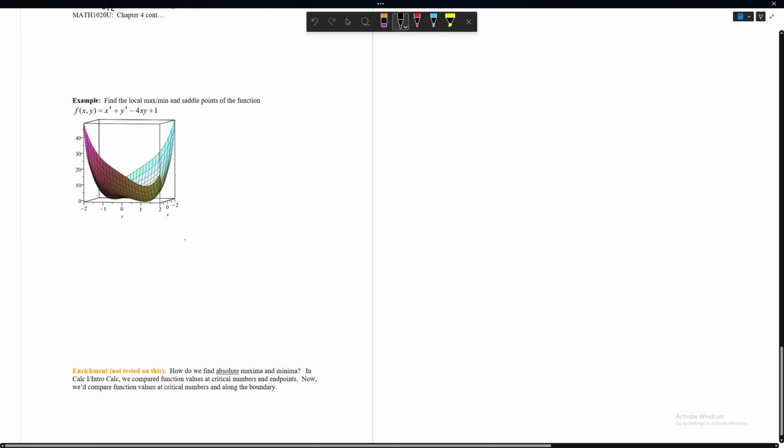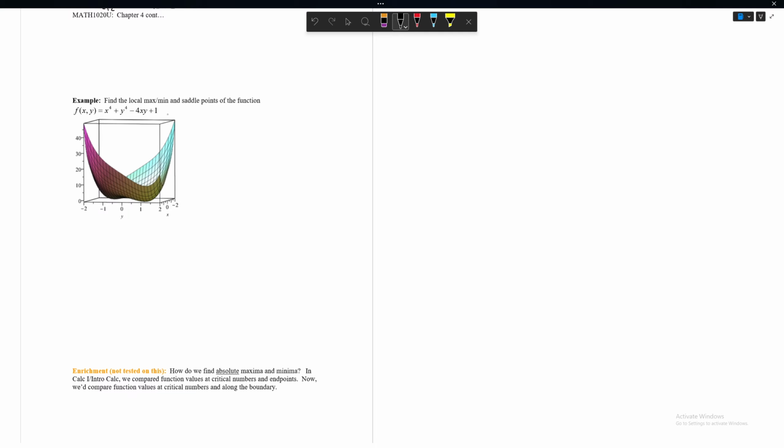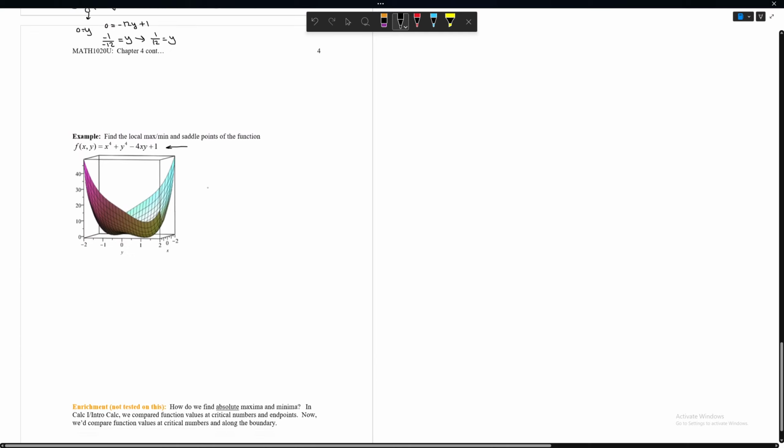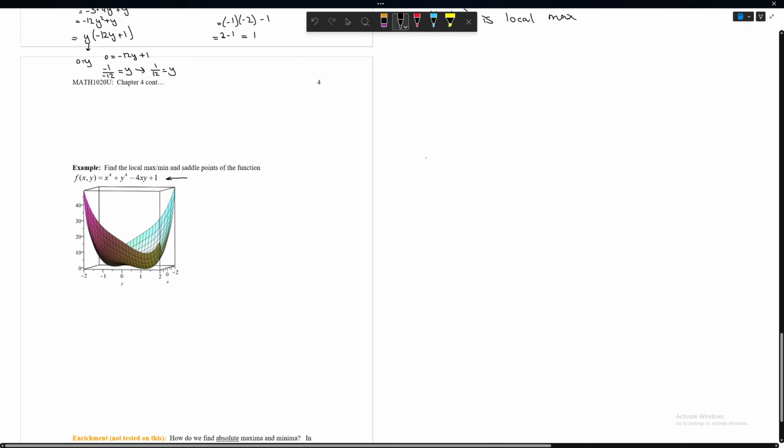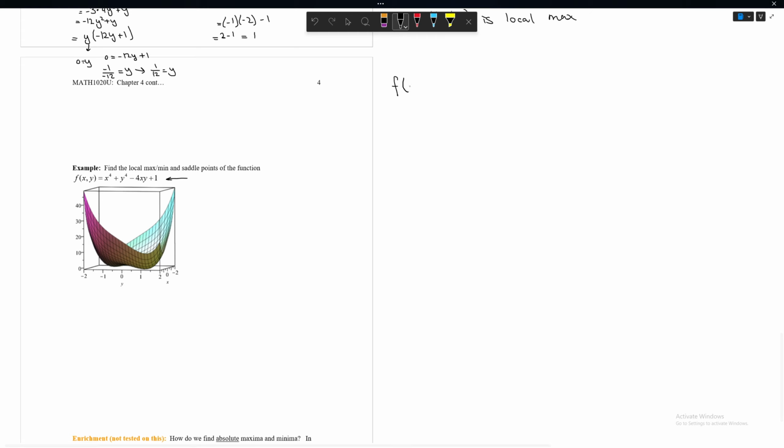Now we go to here, find the local maximum, minimum, and saddle points of this function. So I'm just gonna do this again, just for extra practice for you guys to see. I'm gonna do it on the side so it looks clean. Let me write it here first. So f at x y equals x to the 4 plus y to the 4 minus 4xy plus 1.